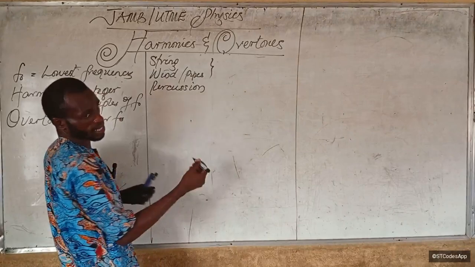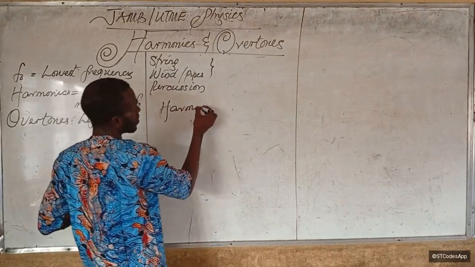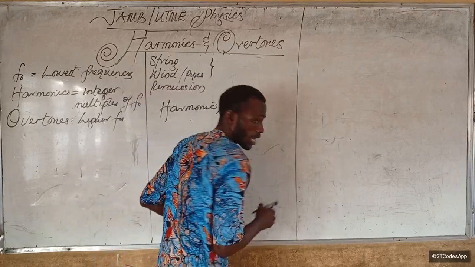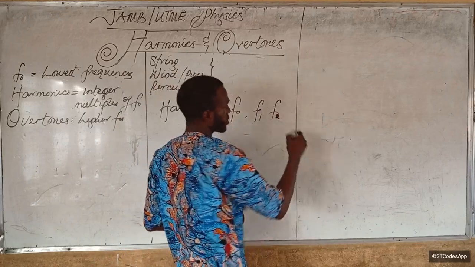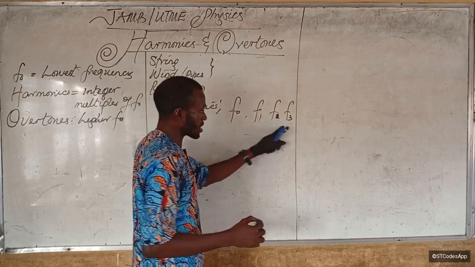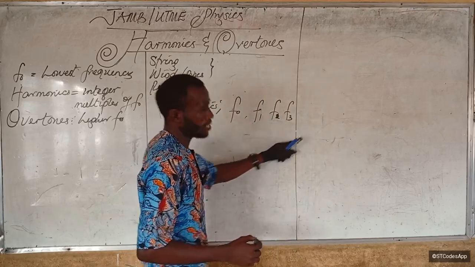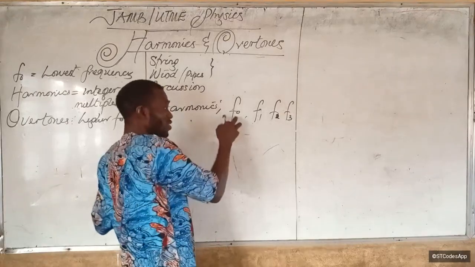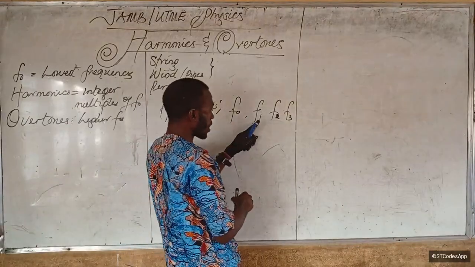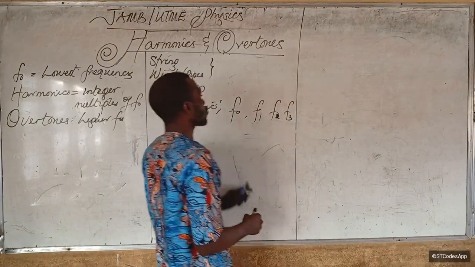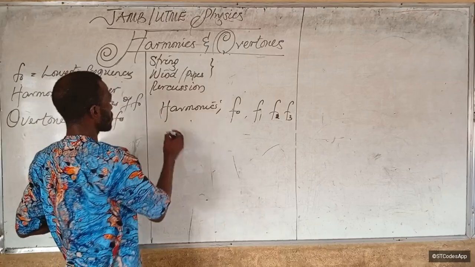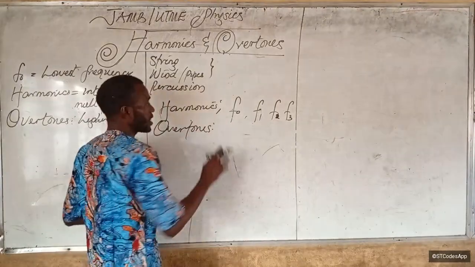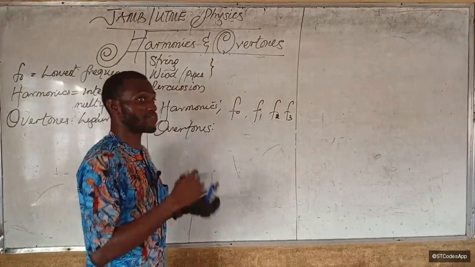So if I say create me a set of harmonics, we start with the fundamental frequency, then the second harmonic, then the third harmonic, then the fourth harmonic. See what confuses students? They think it is by the numbering. F sub 0, the fundamental frequency, is the first harmonic. Is that okay? Second harmonic, third harmonic, fourth harmonic. So the fundamental frequency is the first harmonic. Then overtones, the set of overtones. In the fundamental frequency, we say overtones are higher frequencies, right?